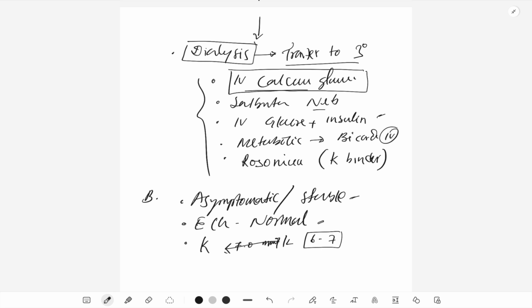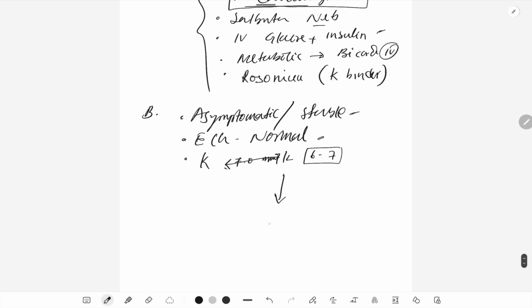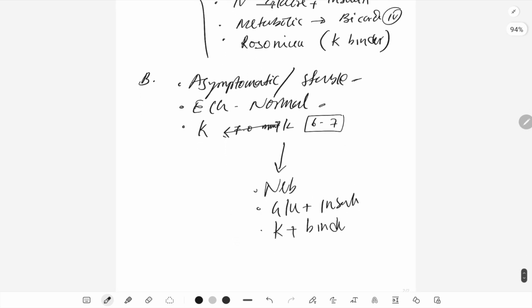So calcium gluconate is not needed in this group of patients, but other modalities of treatment, that is salbutamol nebulization, glucose IV, of course, IV glucose plus insulin, potassium binder, that is the resonium, and if metabolic acidosis is present, you can go for IV bicarbonate if needed. So these treatments should be given in category B.